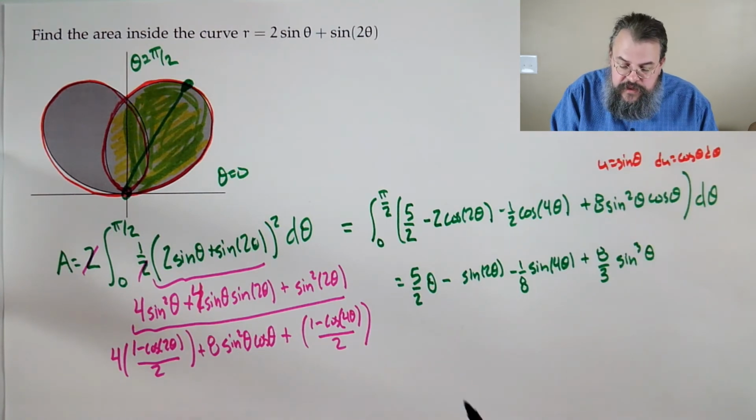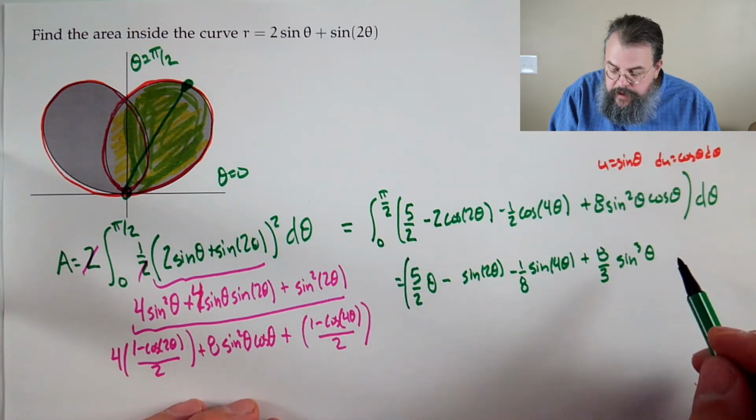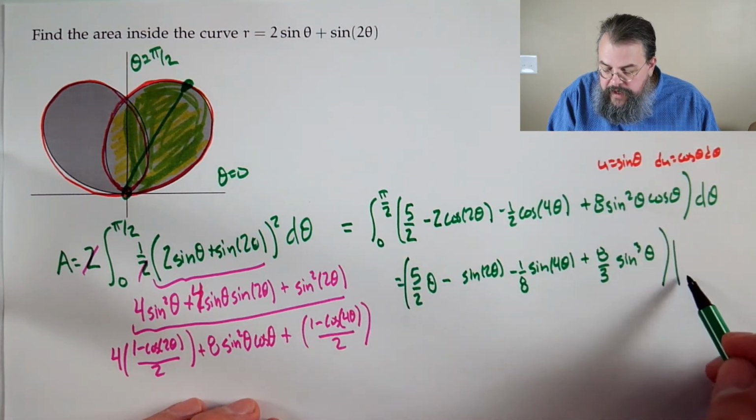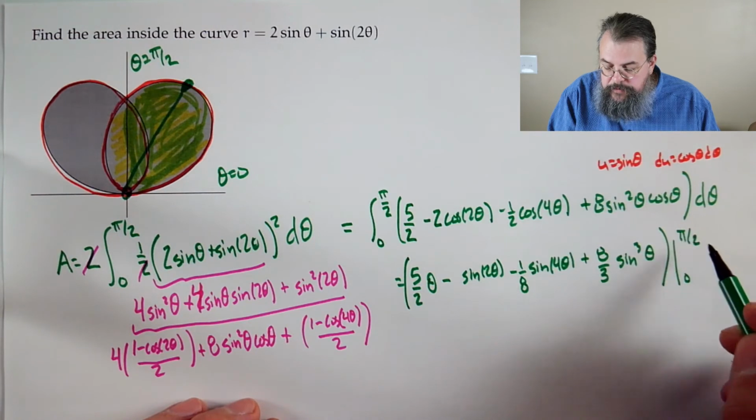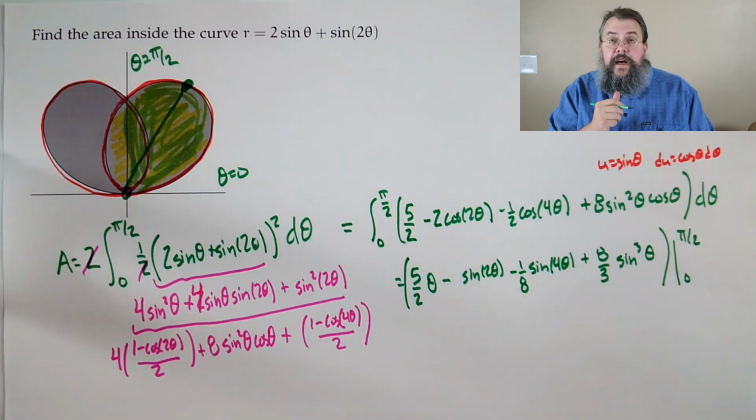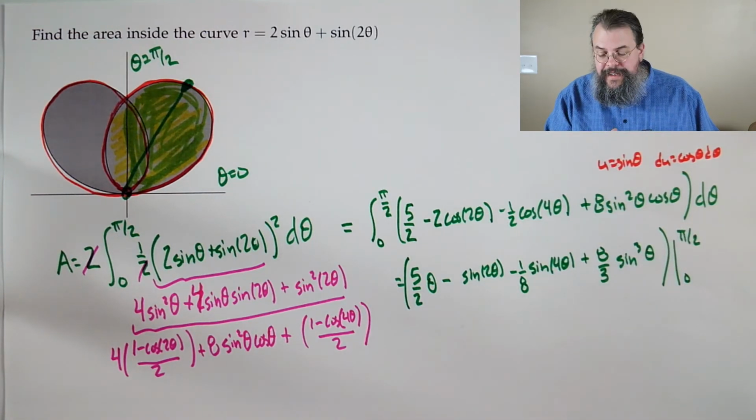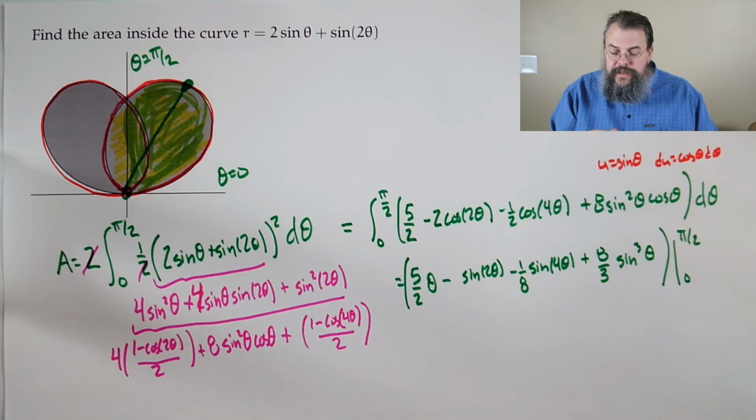All right, so we're almost done, except for, of course, the one small detail where we have to evaluate from 0 to pi over 2. And once we do that, we really will be done. So let's see what we get.